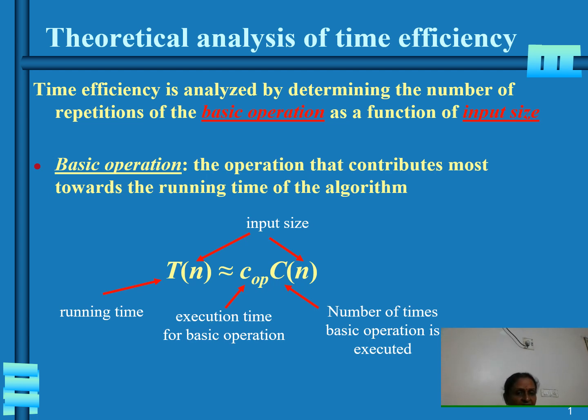We can formally define the efficiency of a function, or the running time of an algorithm, as T(n) = C_op × C(n), where C_op is the execution time for the basic operation, and C(n) is the number of times the basic operation is executed.